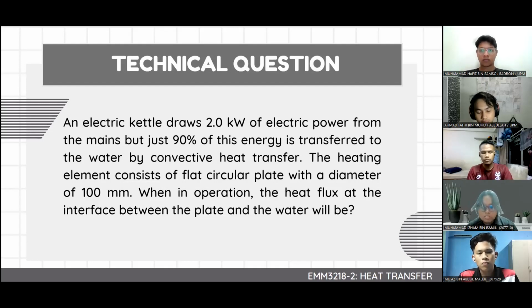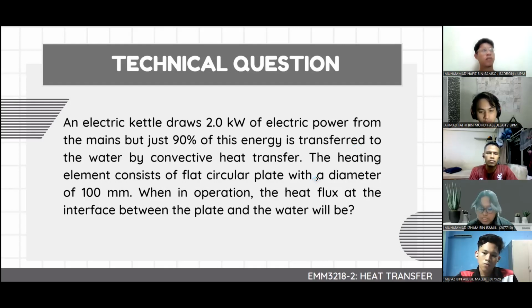So an electric kettle draws 2 kilowatt of electric power from the mains, but only 90% of its energy is transferred to the water by the convective heat transfer. The heating element consists of a flat circular plate with a diameter of 100 millimeter. When in operation, what will be the heat flux at the interface between the plate and the water? So the question asks us to find the heat flux between the plate and the water.